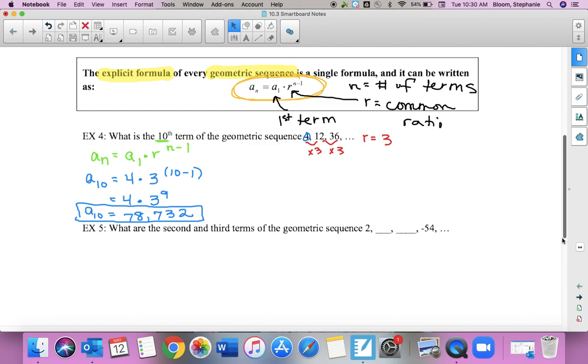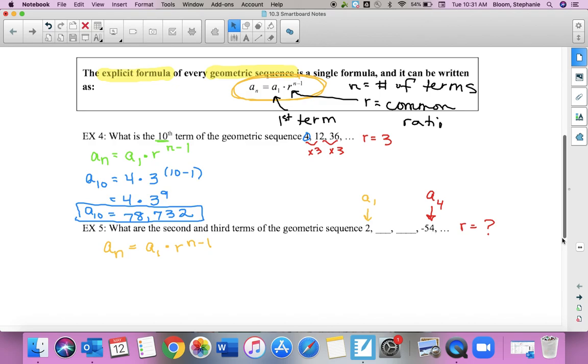Okay? Now we're looking at what are the second and the third terms of this geometric sequence. Okay? So we know that this is my first term here that they've given us. So let's just go ahead and write that explicit formula, times R to the n minus 1. And what we don't know is what our R is at this point, but we do know this term. And that would be here's my first term, second term, third term. There's my fourth term.